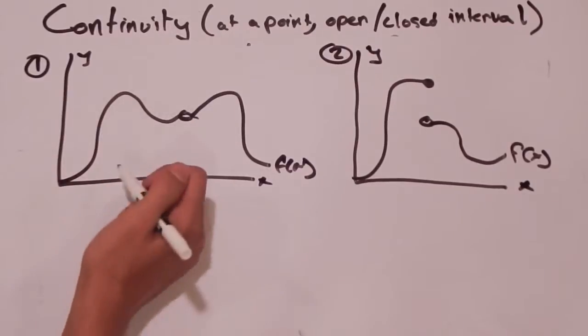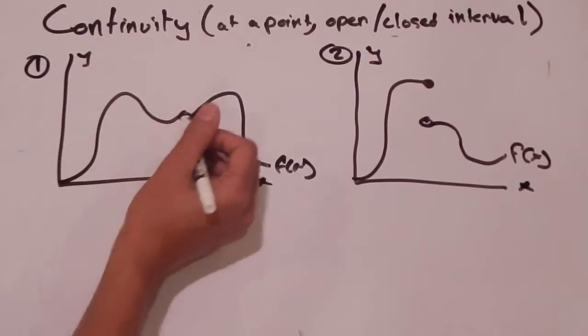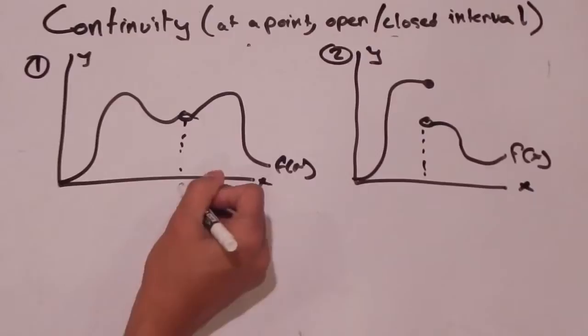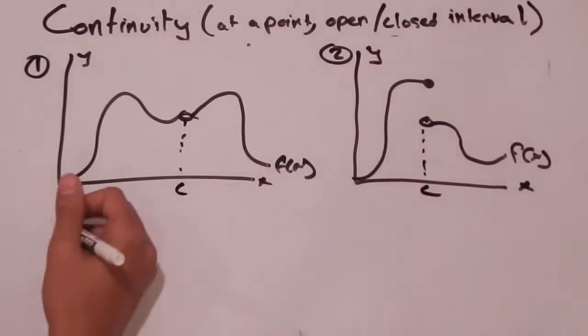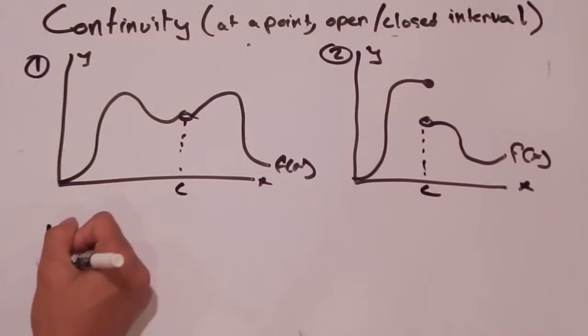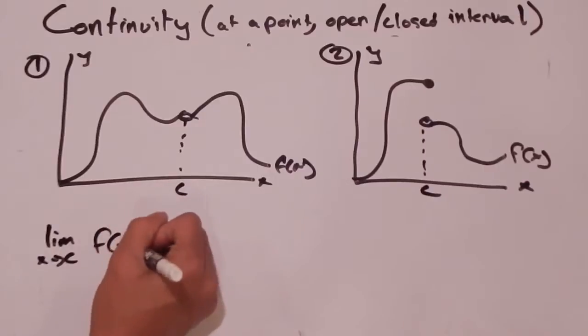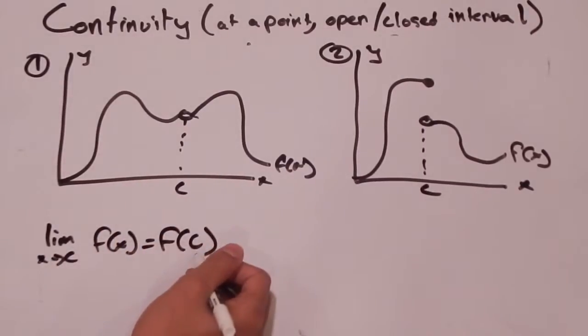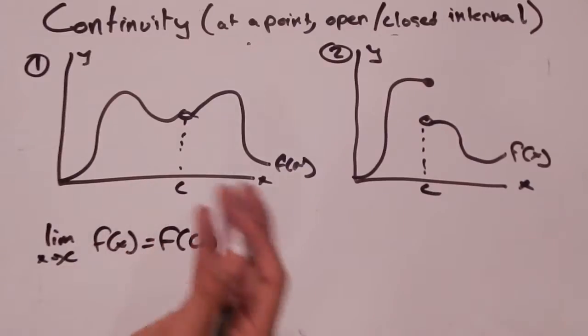So is this function continuous at this point? Let's look specifically at this point in both of these. Let's call it c. And we're going to say the limit as x approaches c of f of x equals f of c. This is what we're testing. Is this true? Does f of c exist? Does the limit exist? And are they equal?